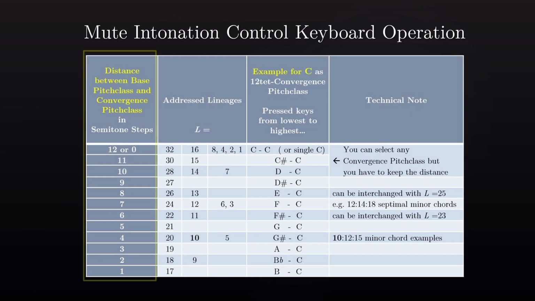Changing the distance between the 2 fingers of the left hand addresses other lineages. Remember that the bass pitch class is set by the lowest key pressed, and the convergence pitch class is determined by the highest key pressed. Setting the convergence pitch class can be interpreted as selecting one of 12 planes in 3-dimensional tonal space.